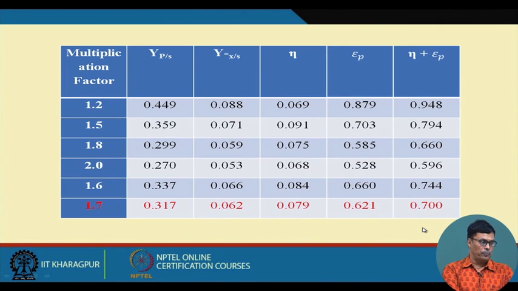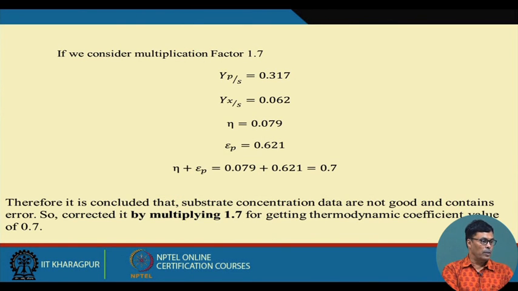That means whatever data we reported for the mass concentration is to be multiplied by 1.7, then we will get the correct result, that is, the thermodynamic efficiency will be 0.7. This is how we can find out the validity of the experimental results.